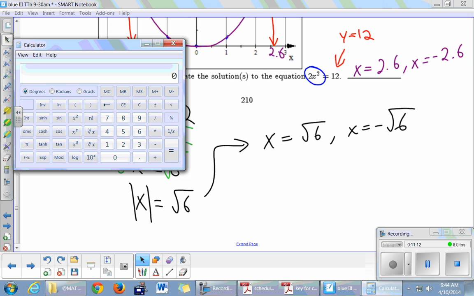So what do I do here? 6 and then the square root button. 2.45. Anybody close? 2.5 is close. 2.4 is close. 2.6 is okay. That would have been better if I'd used a straight edge. All right, so that is it for the first demo.